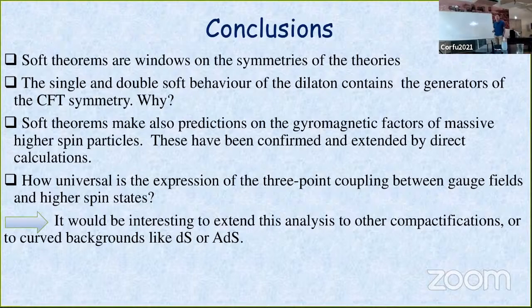exact calculation. We found a relation that, at least in three theories, from this non-minimal coupling, in three theories of compactification, heterotic, bosonic, and superstring, this first non-minimal coupling seems universal in the theory. It would be nice to see if this universality is kept by considering other compactifications, orbifolds, or strings in curved backgrounds, like dS or AdS.